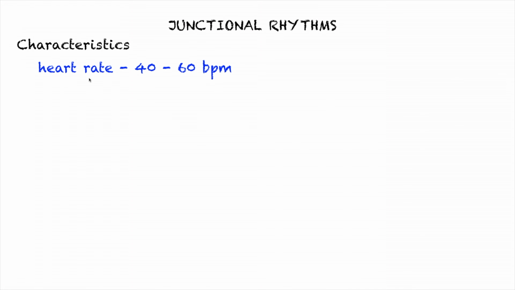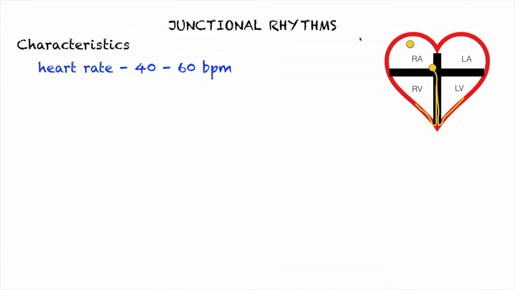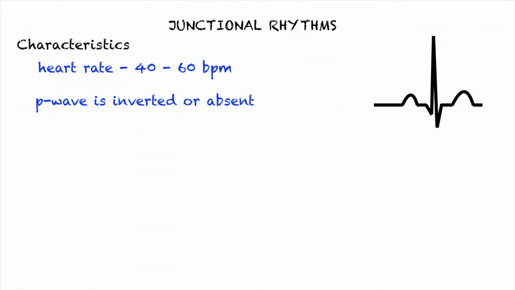And I already mentioned that earlier. The typical heart rate of junctional rhythms would be 40 to 60 beats per minute. And the reason being is that the SA node failed, hence the AV node kicked in. Another characteristic of junctional rhythm, and this is actually the hallmark characteristic of junctional rhythm, is that the P wave is inverted or absent. This is what a normal EKG looks like.